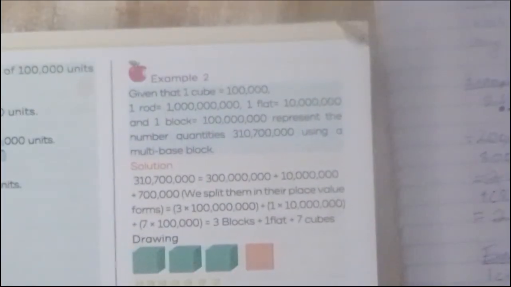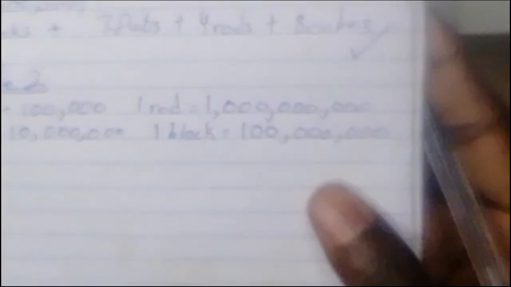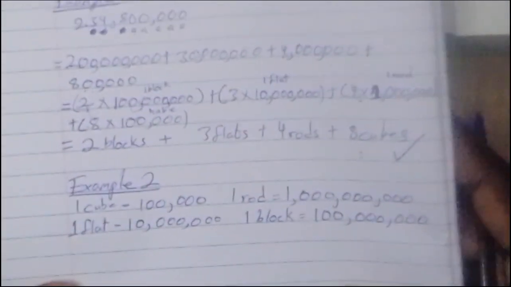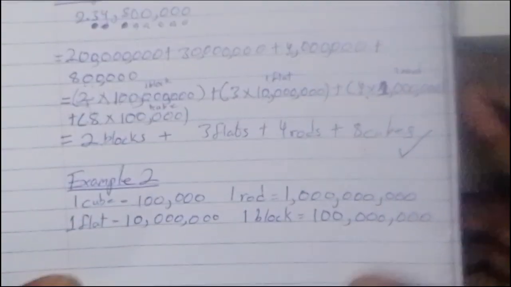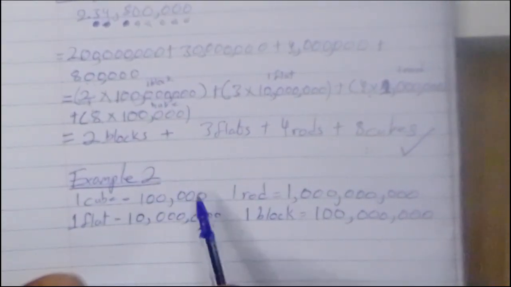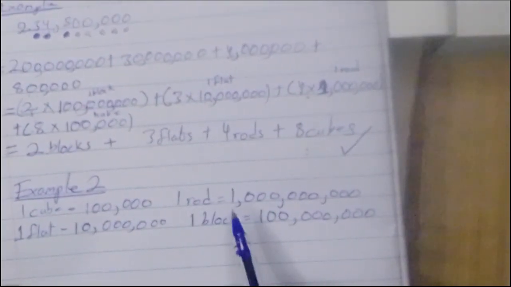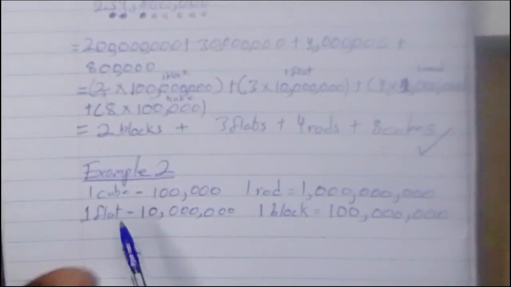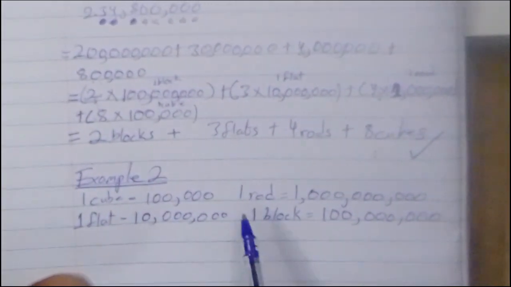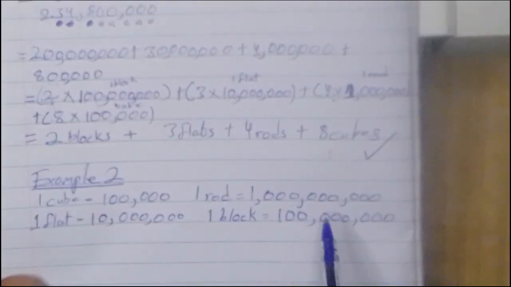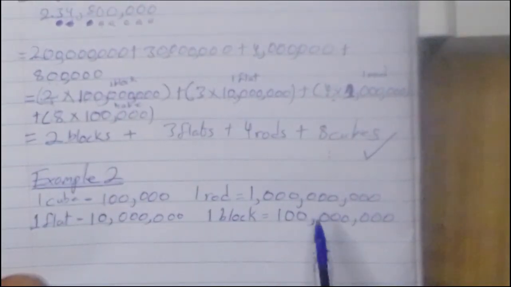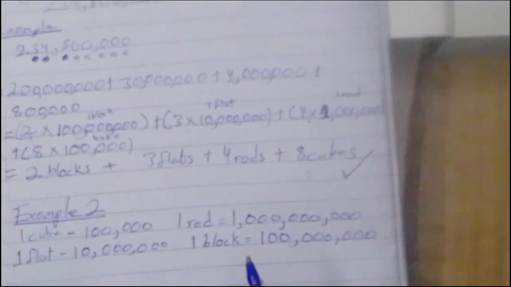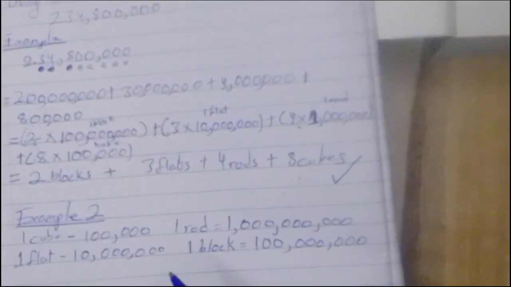So this is just them trying to, you know how they do it. They'll teach you something, and when you go to an exam, they give you a different question trying to trick you. So as you can see, example 2, I have it all written out here nicely so that I can catch on to the tricks. They said 1 cube is equal to 100,000, 1 rod is equal to 1 billion, and then 1 flat is equal to 10 million, 1 block is equal to 100 what? 100 million. You understand?